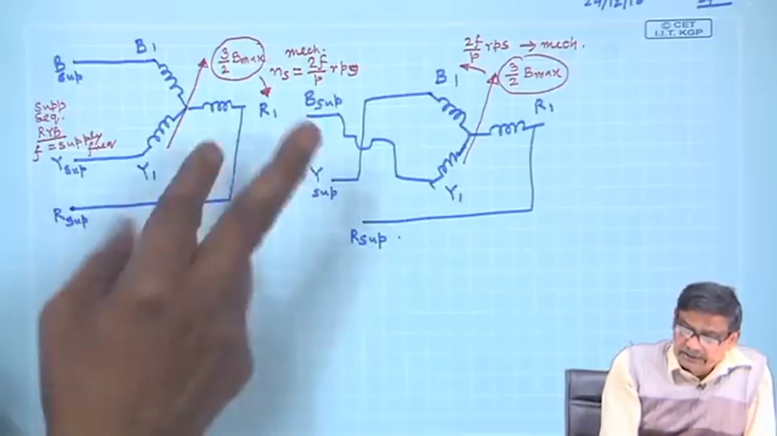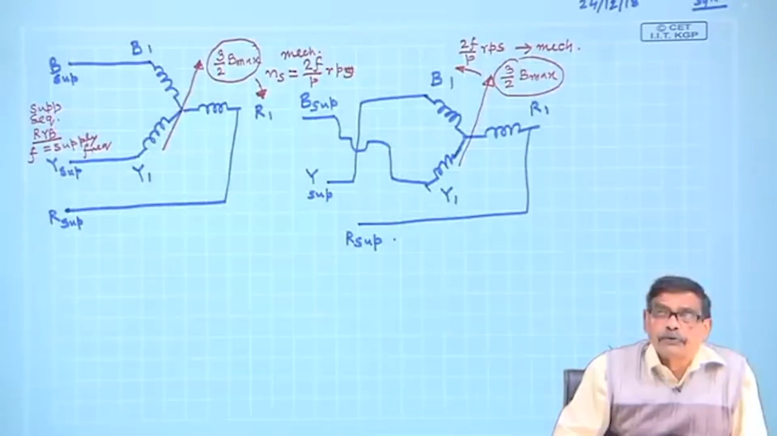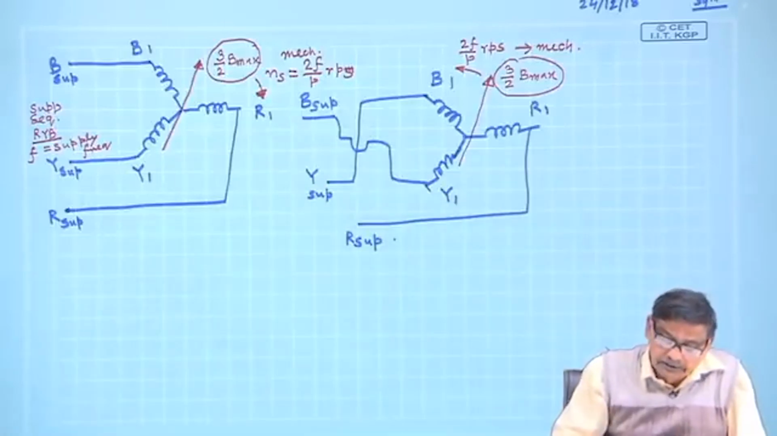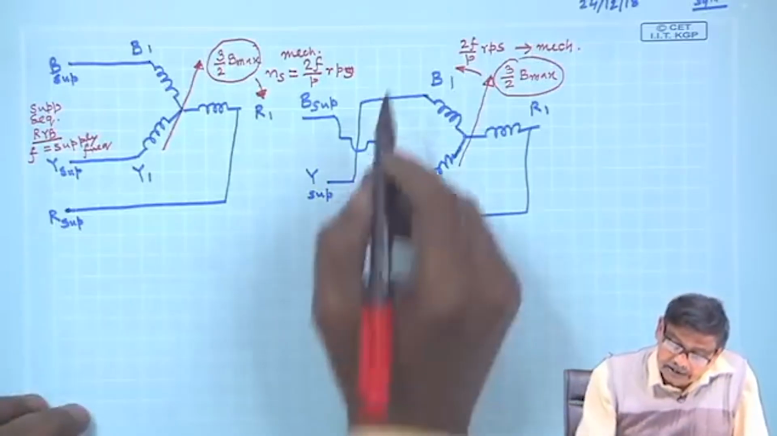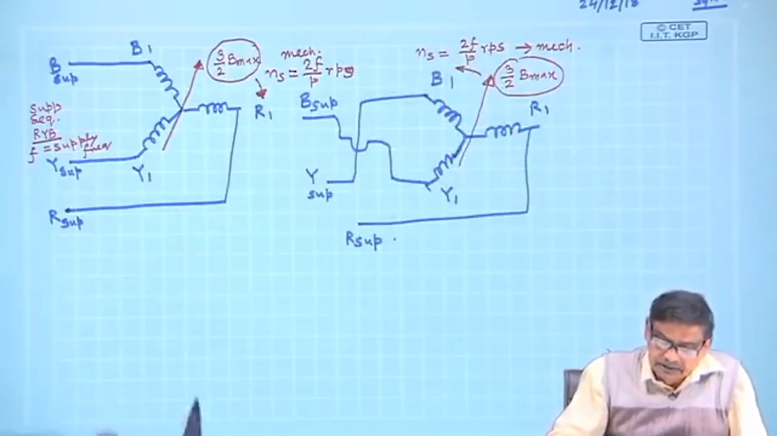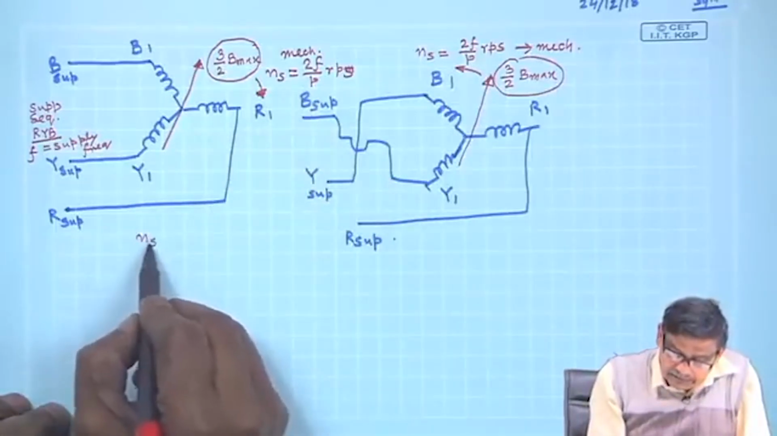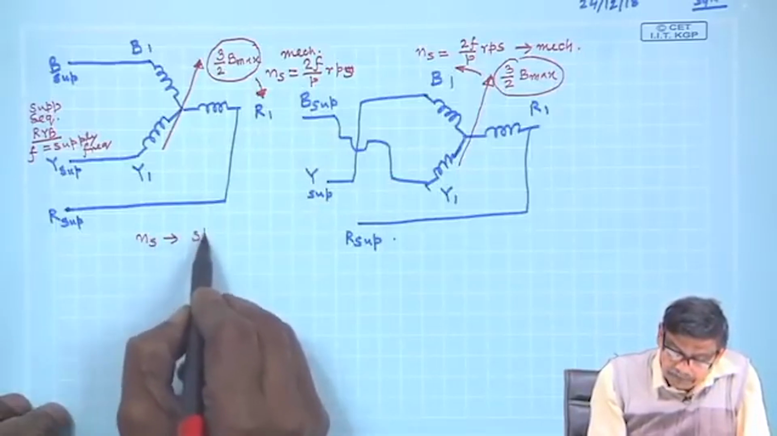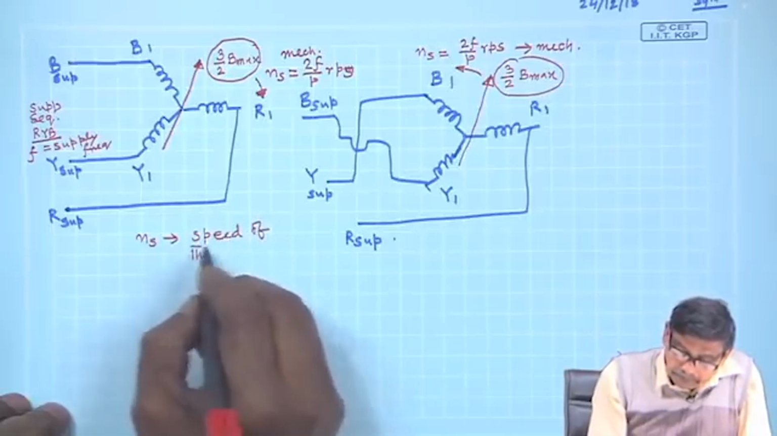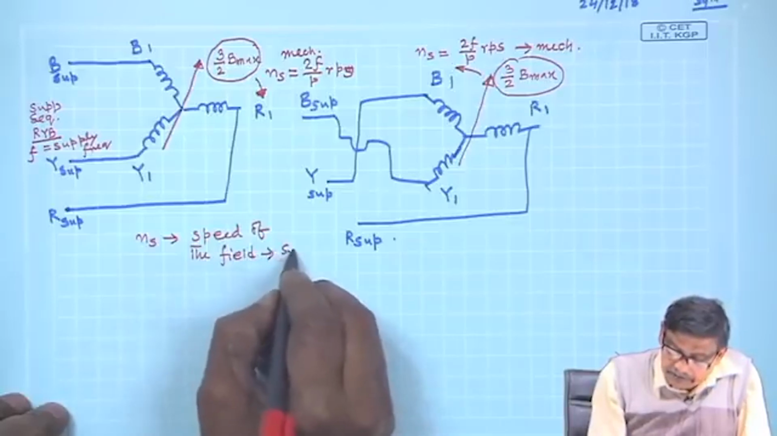So, by interchanging two supply terminals, the direction of rotation of the field may be reversed if we wish. So, this is how things are done, and this speed is written Ns, because it depends upon supply frequency, which is constant and is called synchronous speed. So, Ns is the speed of the field, is called synchronous speed.